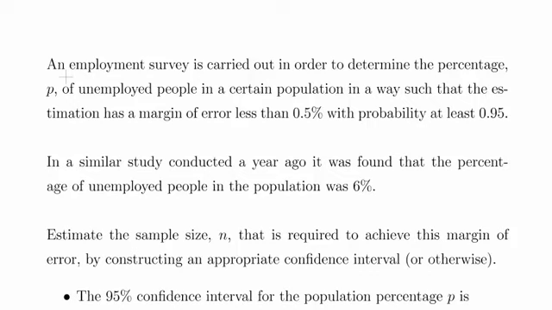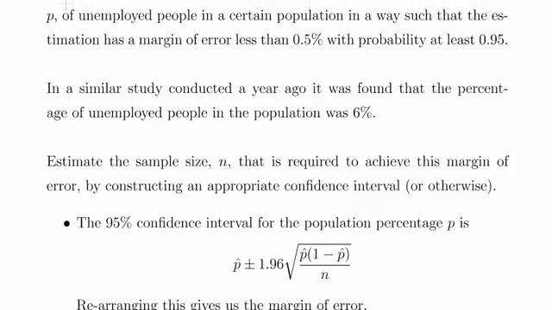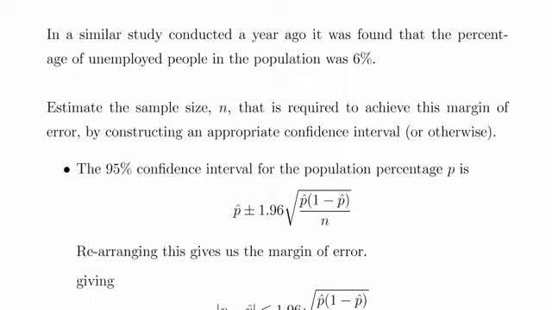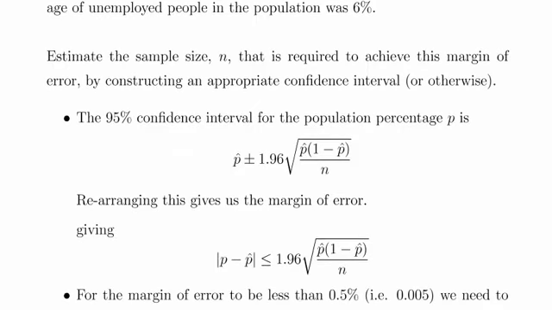In a similar study conducted a few years ago, it was found that the percentage of unemployed people in the population was 6%. So we're going to use this later on. Estimate the sample size n that is required to achieve this margin of error by constructing an appropriate confidence interval or otherwise. So we're going to use it by constructing a confidence interval.